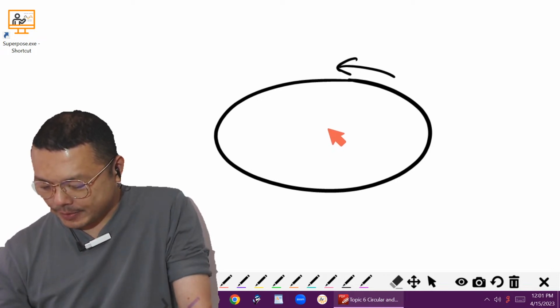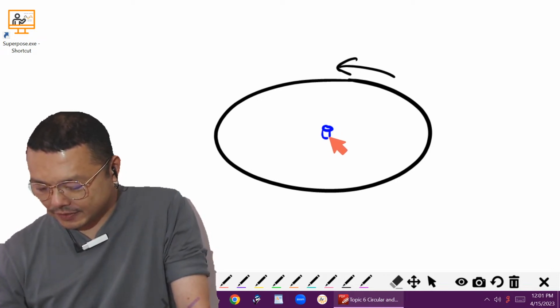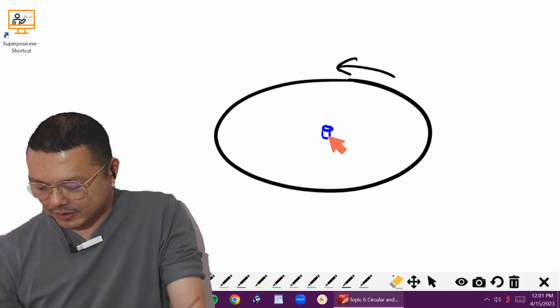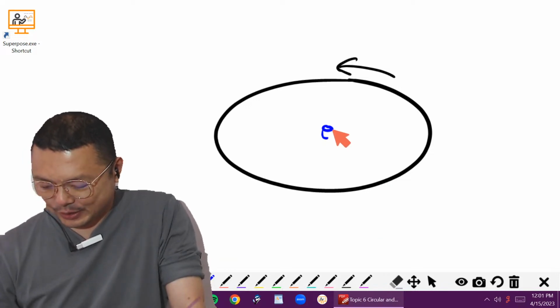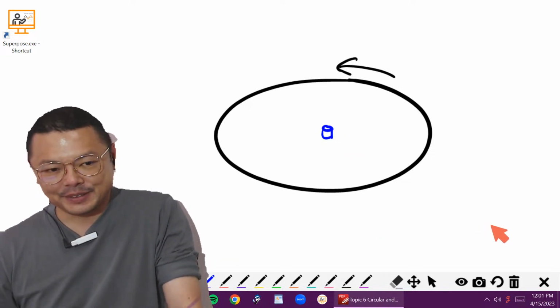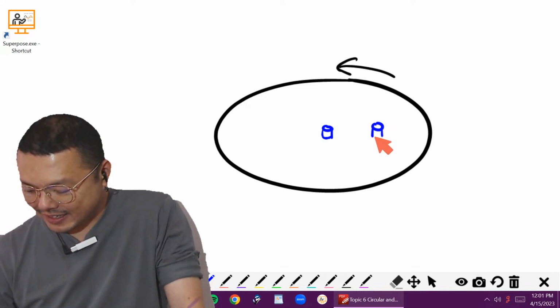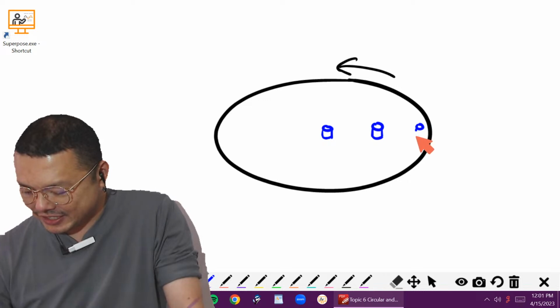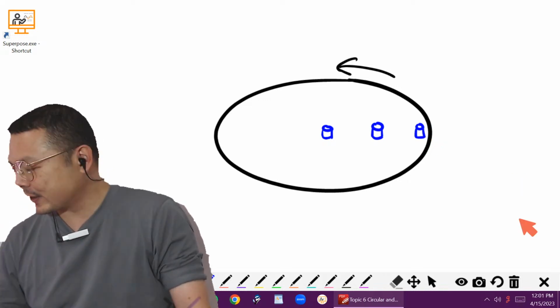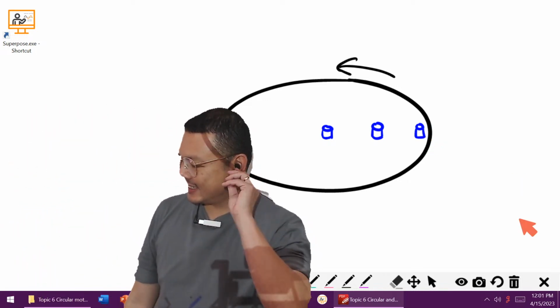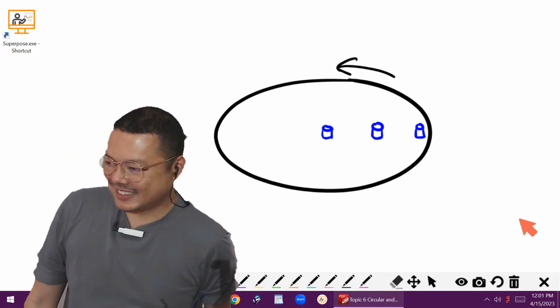I'm going to put an object in the middle like this first, probably like a salt shaker or the soy sauce bottle. I put one slightly further away, and I put one at the edge. So we've got three objects here like this. You understand this, right?